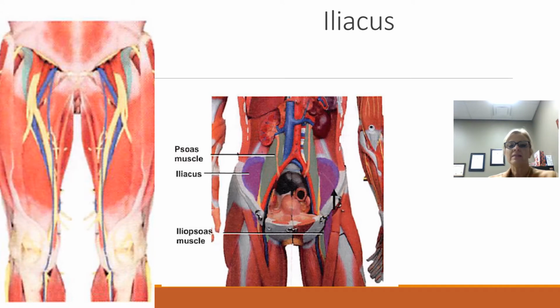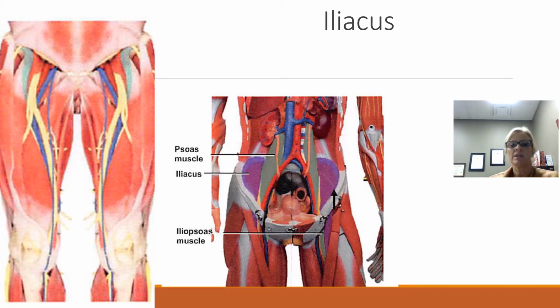So the iliacus is somewhat triangular in appearance. It is on the upper thigh, just medial to the sartorius. It originates, however, on the iliac bone and travels under that inguinal ligament to the thigh. So it's going to have the origin here on the iliac crest and the iliac fossa. Insertion then is on the lesser trochanter of the femur.